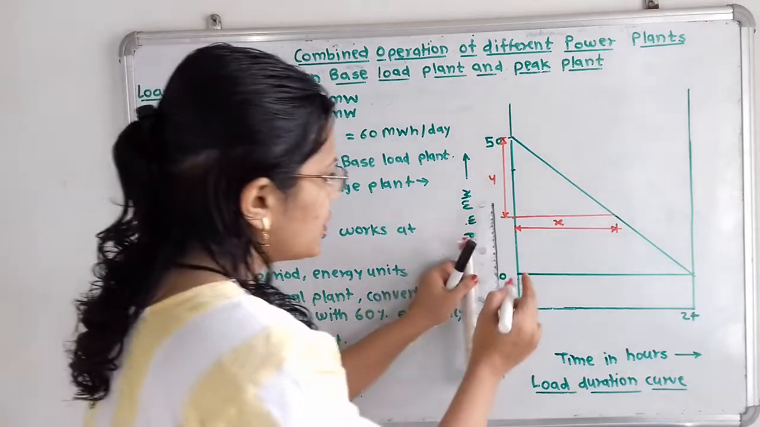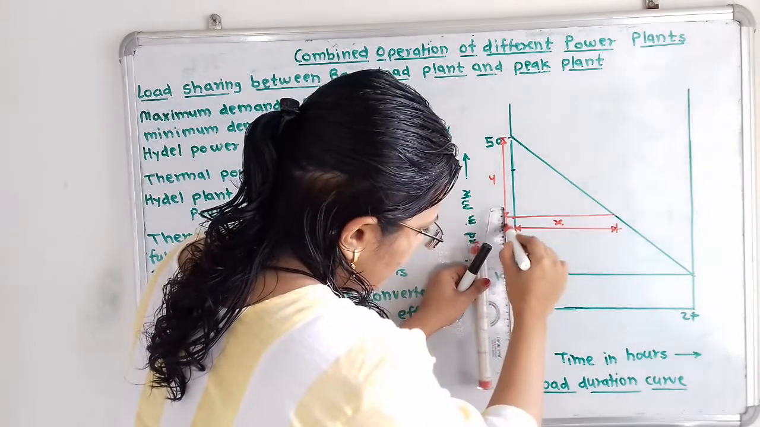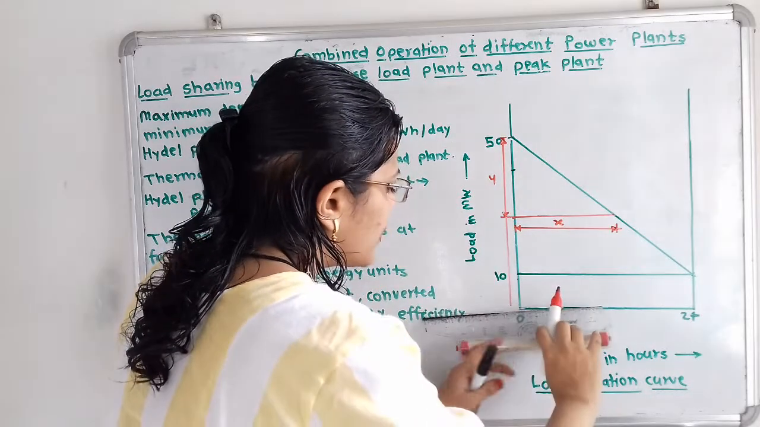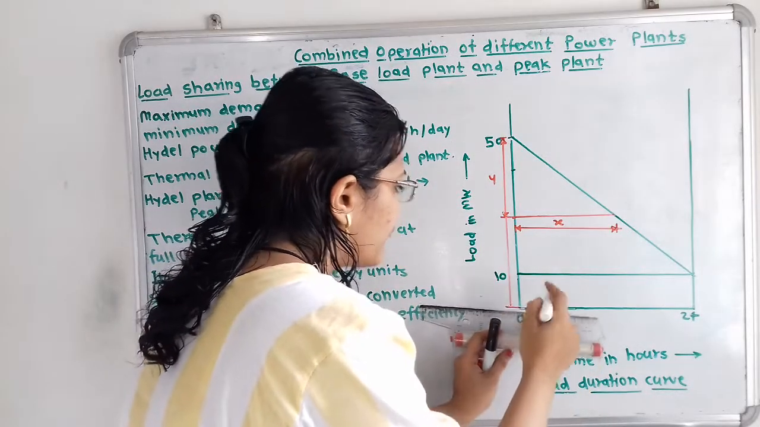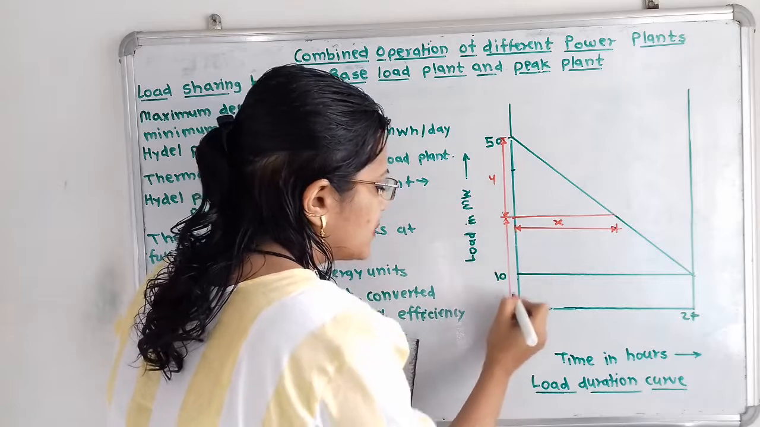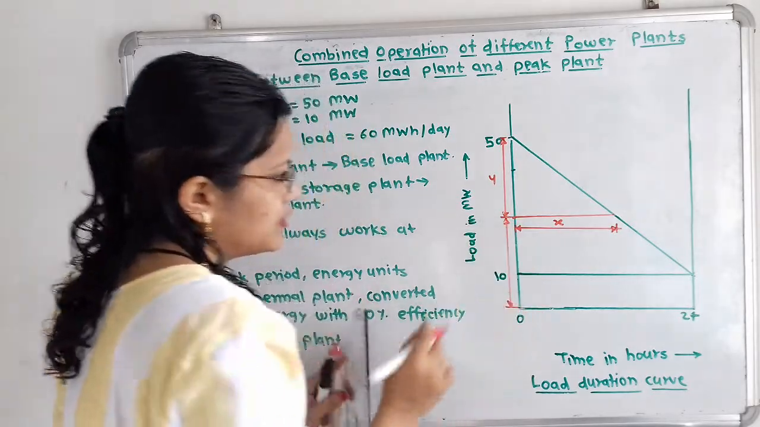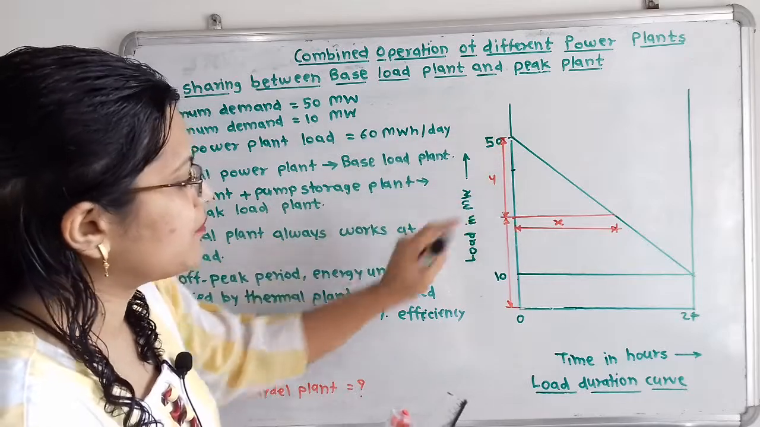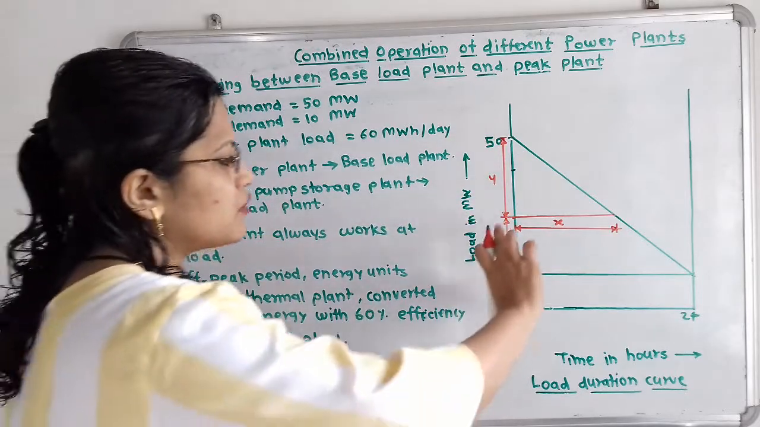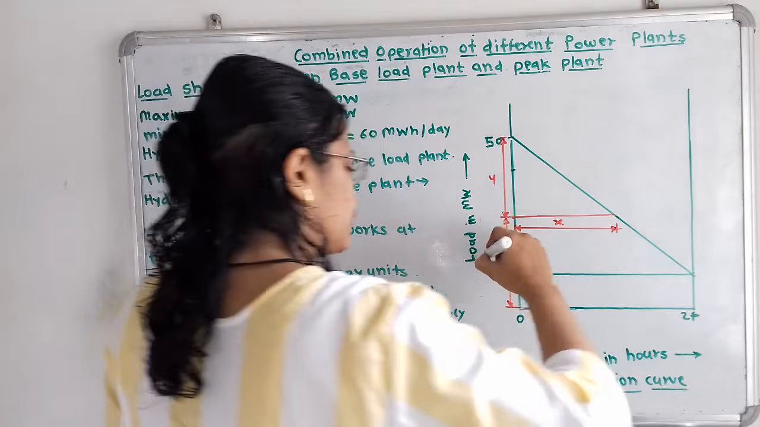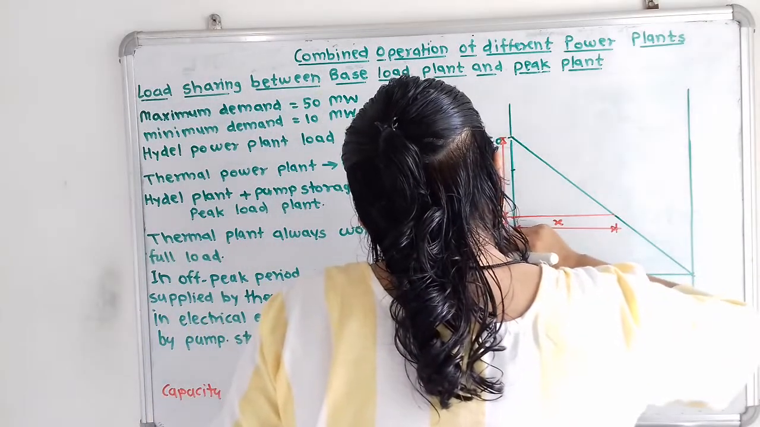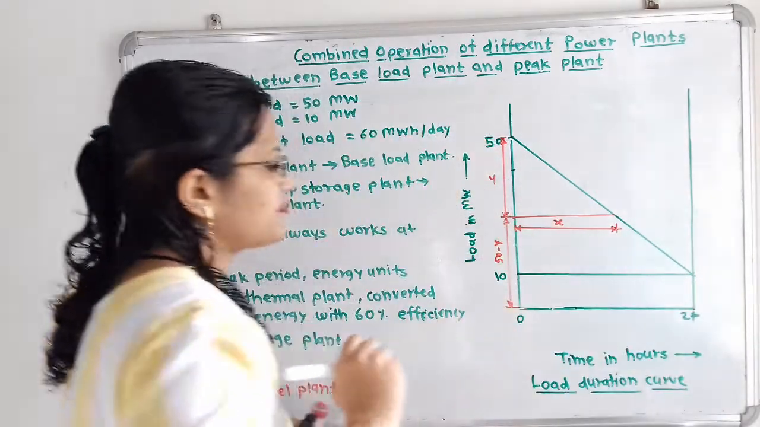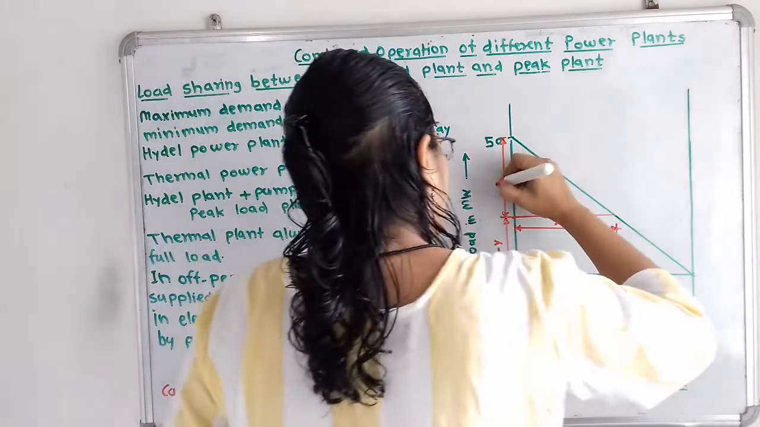So I will draw here one vertical line. What is the load taken by the base load plant? From this diagram we have to decide the value of this vertical line. This total load is 50. So 50 minus y is nothing but the load taken by the base load plant. So I will write here 50 minus y, and here I will write y.